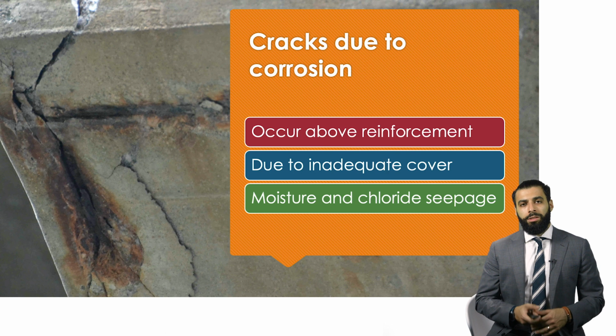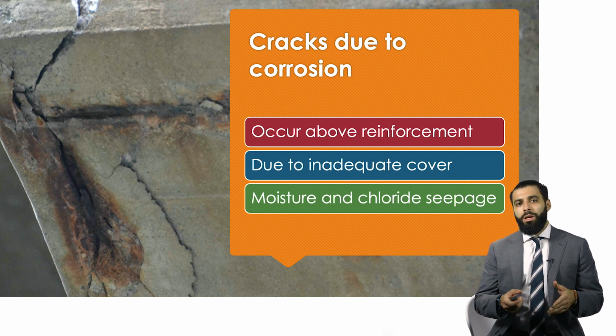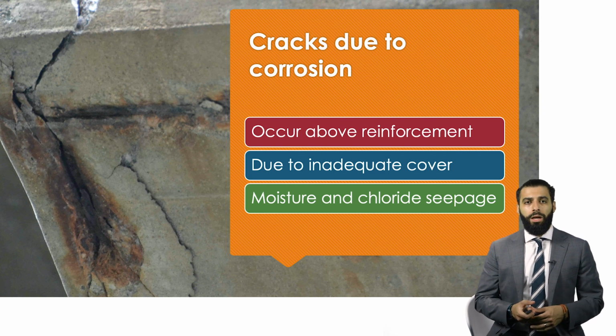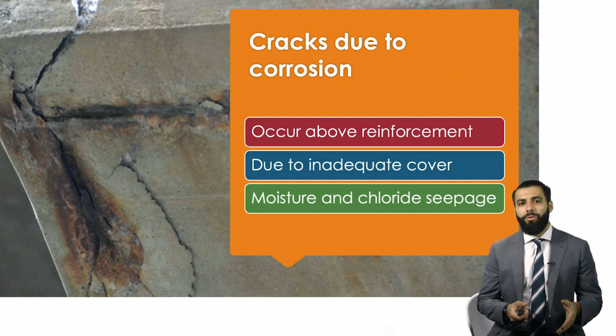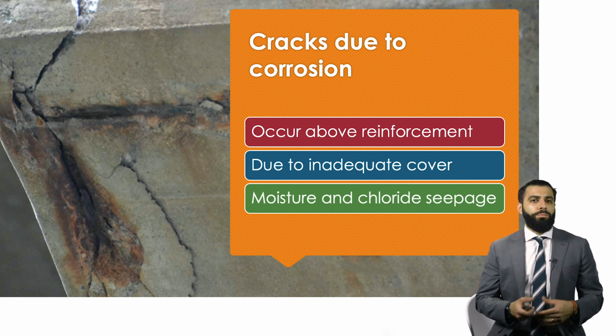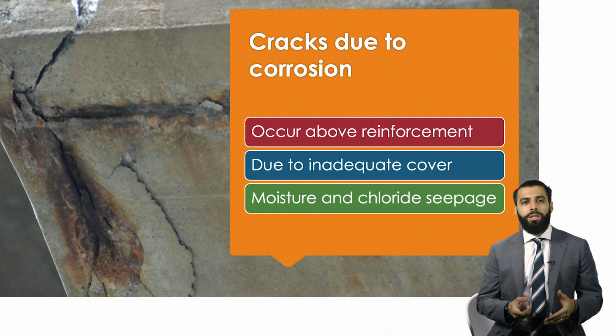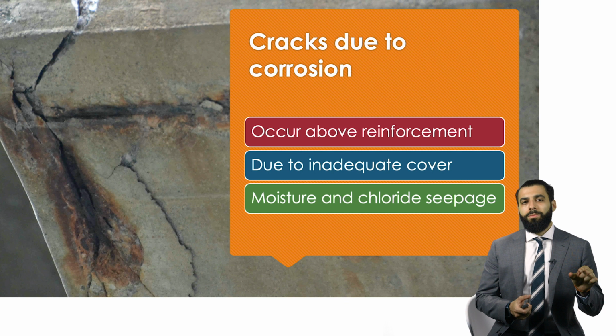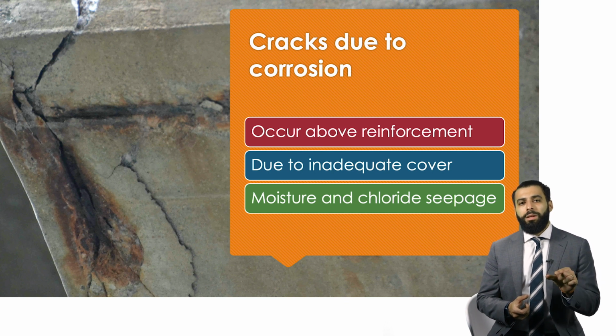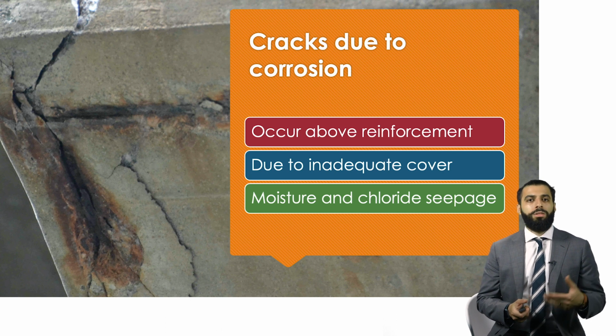Another type of cracks that are very common when it comes to concrete members or elements is the corrosion crack, and this is what you see in front of you on the screen. So this happens when the reinforcement corrodes. In most cases, the reason that it happens is because there is not sufficient cover. So your reinforcement is located close to the surface of the concrete, and when you have poor cover, it means that there's more of a chance that the chloride ions or water will seep through and hence lead to corrosion.